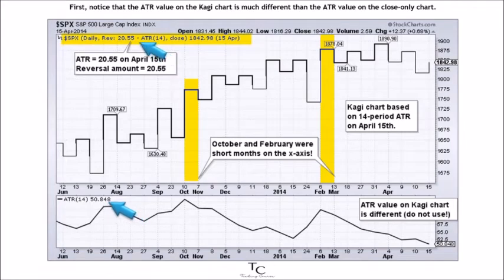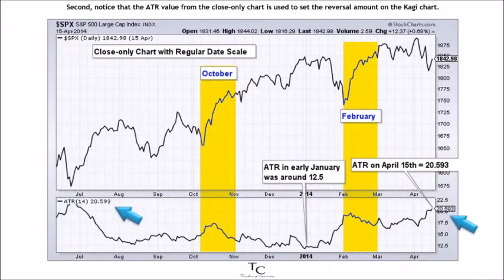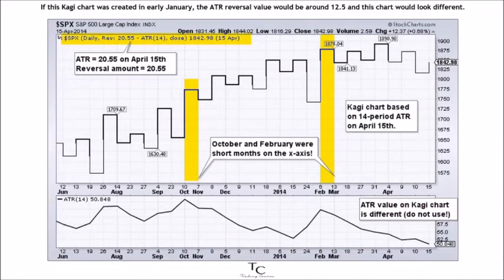First, notice that the ATR value on the Kagi chart is much different than the ATR value on the close-only chart. Second, notice that the ATR value from the close-only chart is used to set the reversal amount on the Kagi chart. If this Kagi chart was created in early January, the ATR reversal value would be around 12.5 and this chart would look different.